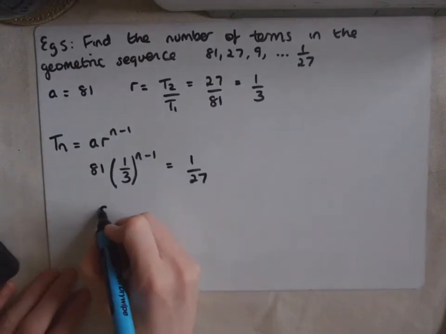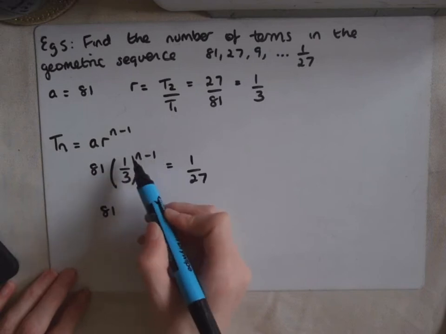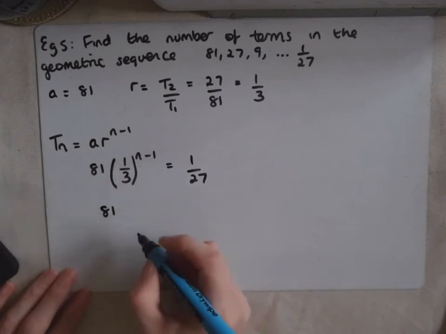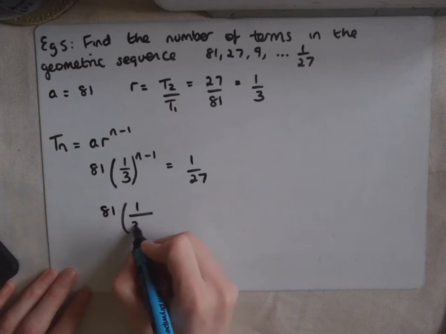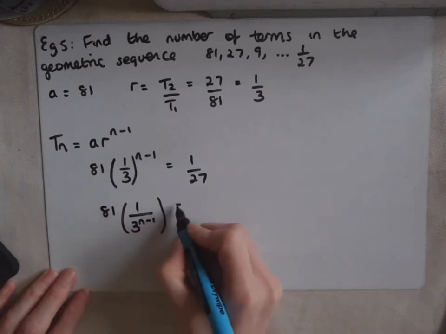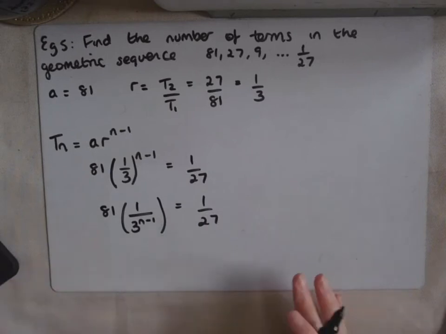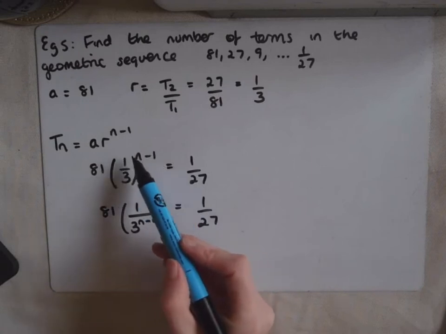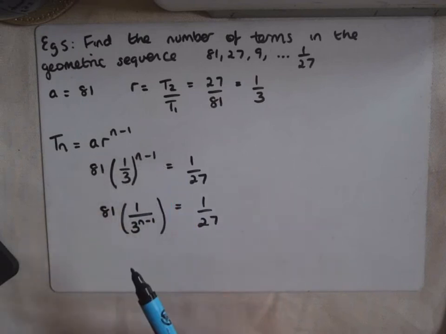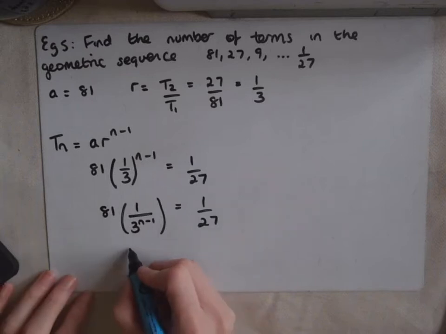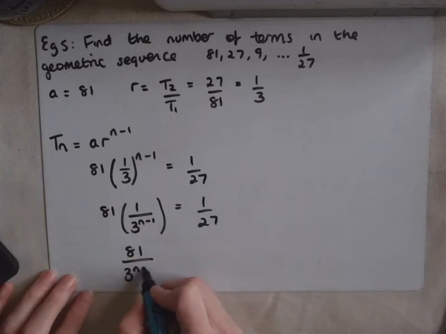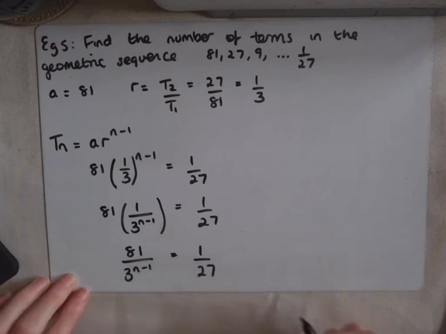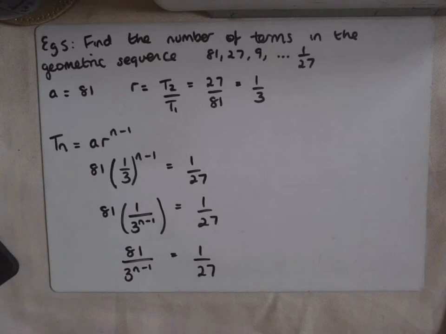Now, 1 to the power of anything is always just 1. So that's 81 by 1 over 3 to the power of n minus 1 equals 1 over 27. That power is outside the bracket, so it goes to the top and the bottom. 1 to the power of anything is always just 1. So what I end up with is 81 over 3 to the power of n minus 1 equals 1 over 27. Now I'm trying to find n, and n is a power. So let's bring that n up to the top of the line.